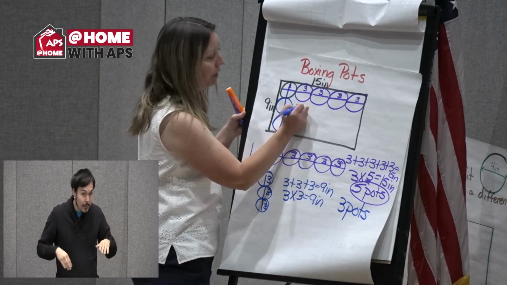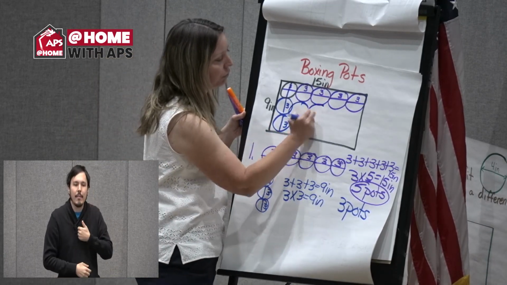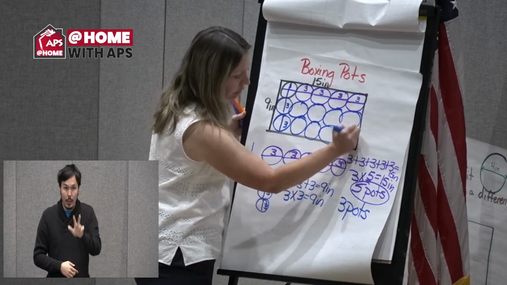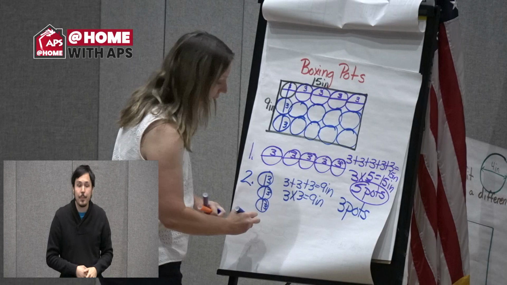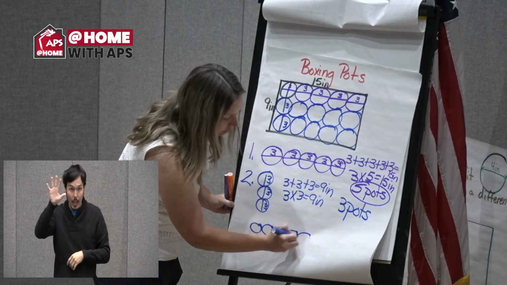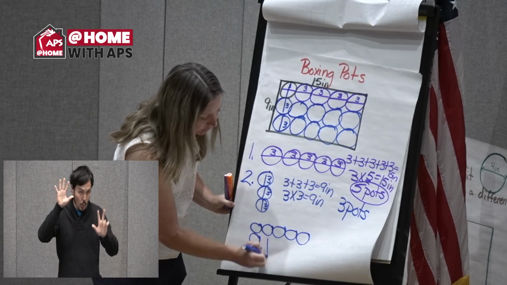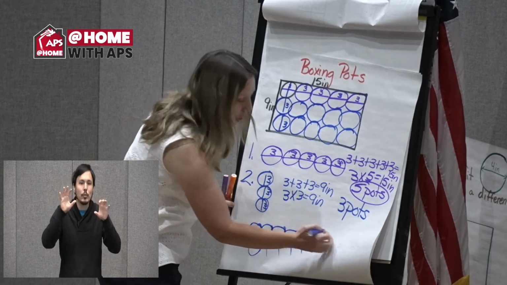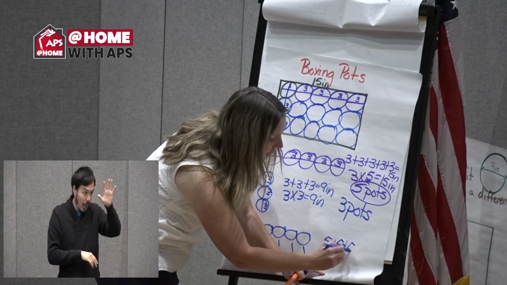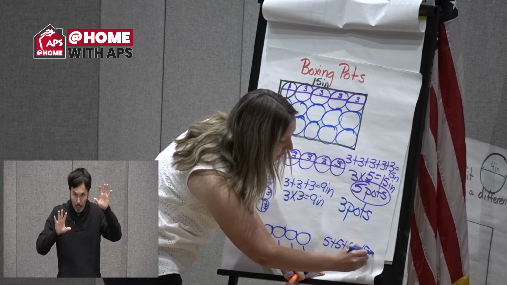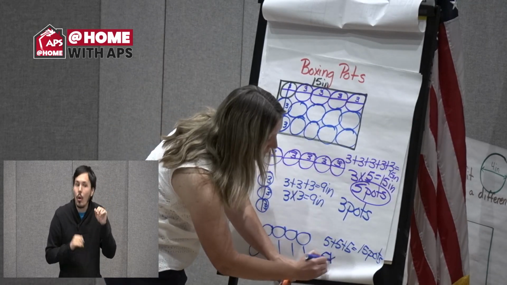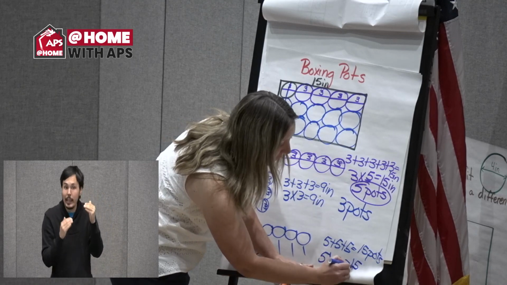So I'm going to add in mine because I know that it goes 3 going down each way. So I know that I have my 5 going across and my 3 going down, and I know I'm going to do the same here. Or as this, I have 5 plus 5 plus 5 equals 15 pots. Or I could have just done 5 times 3 equals 15 pots.